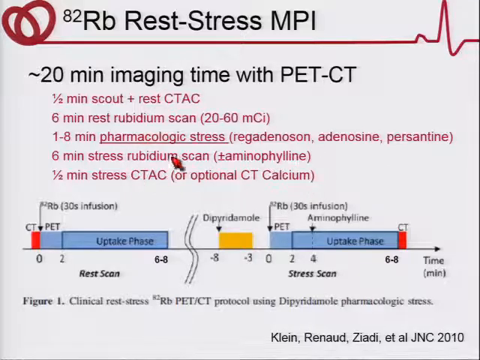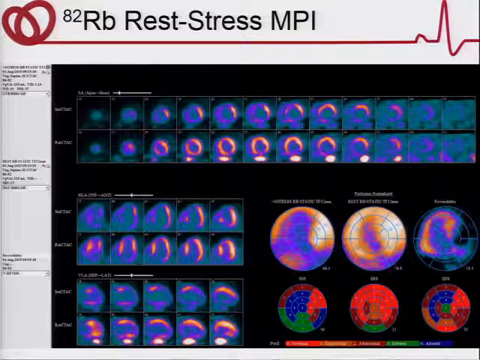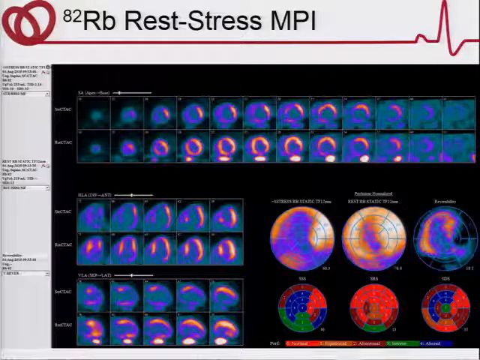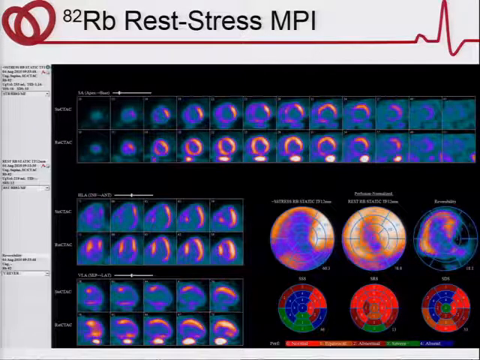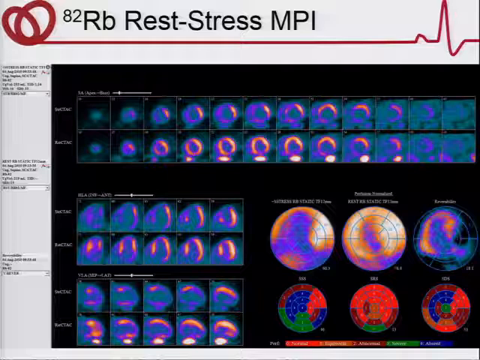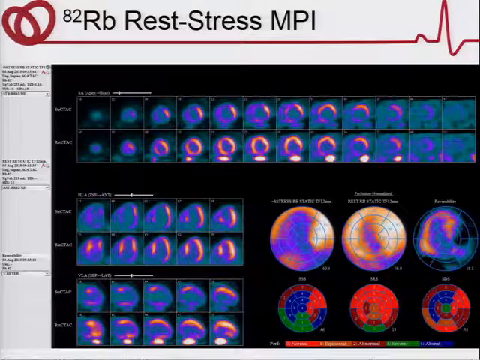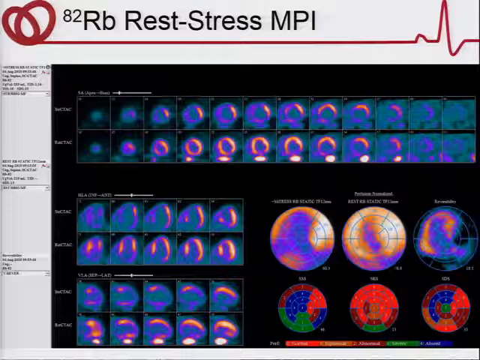In our center, we perform a separate rest attenuation scan, which is a very low-dose scan, and an optional CT for those patients that don't already have a diagnosis of coronary disease. Here's what a typical rubidium image quality will look like. This isn't necessarily a small patient. This is simply a patient that I grabbed from the last couple of weeks.